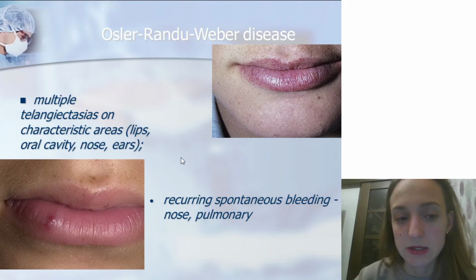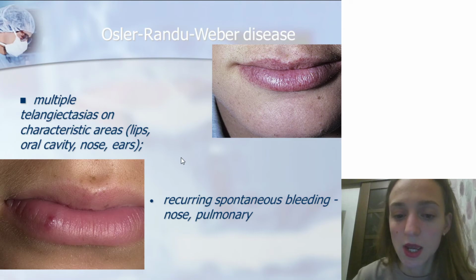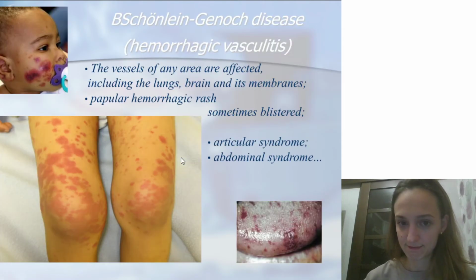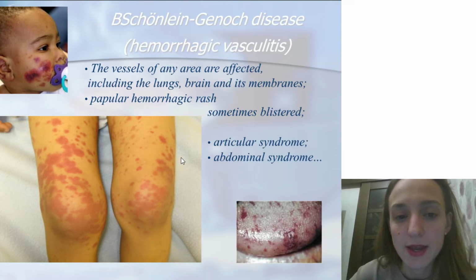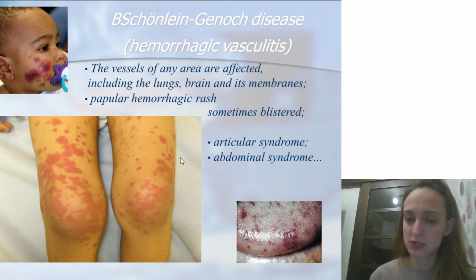Osler-Rendu-Weber disease. It is multiple telangiectasias of characteristic areas: the lips, oral cavity, nose, ears, with recurring spontaneous bleeding, nasal or pulmonary. Then the vessels of any area are affected, including the lungs, brain, and its membranes, and papular hemorrhagic rash, sometimes blistered. And different syndromes.